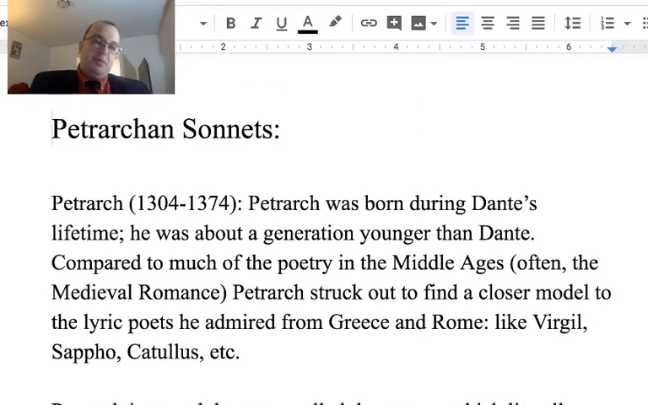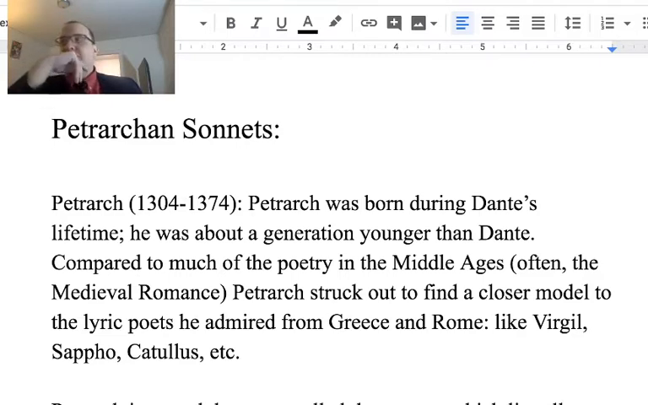Petrarch lived from 1304 to 1374. He was born during Dante's lifetime. Dante was well into his adulthood by the time Petrarch was born. There was a bit of a generational difference, kind of like the baby boomers to the millennials. Petrarch is oftentimes responsible for what we now think of as the Renaissance.